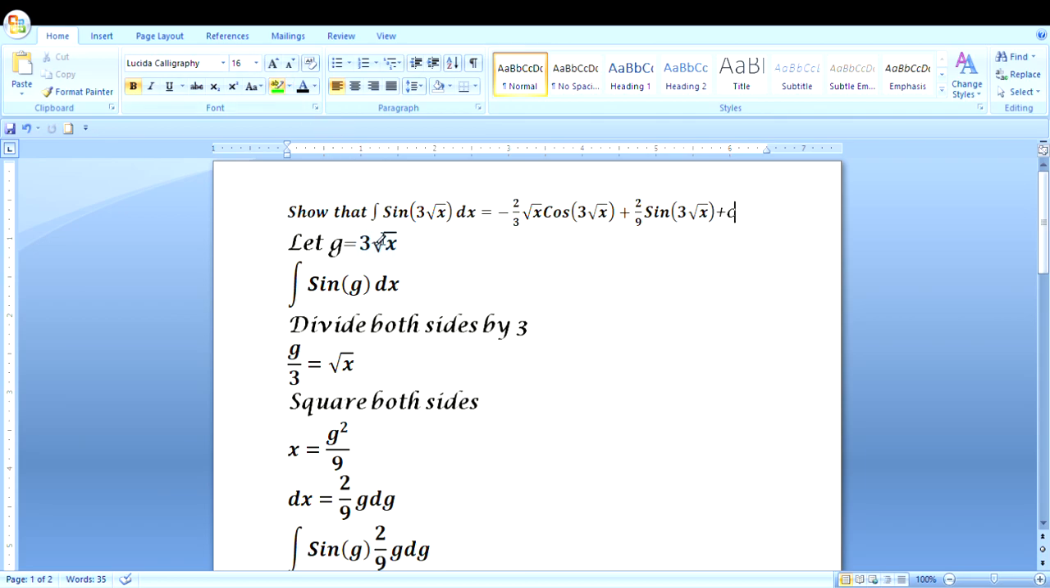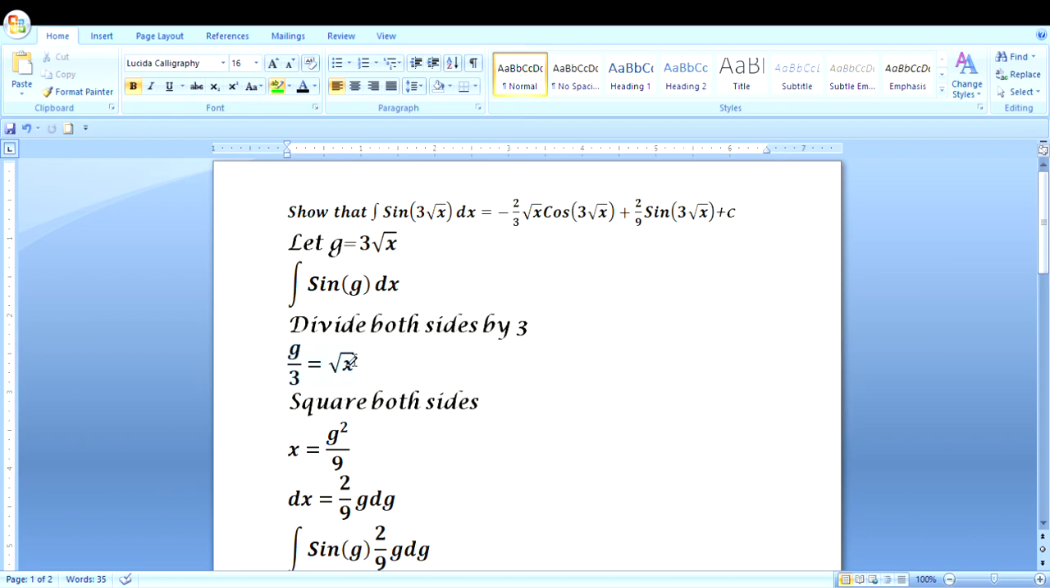substitution. First of all, we'll let 3 root x equal g. Then we need to find an expression for dx. If g is equal to 3 root x, this integral becomes integral of sine g dx. So we need to find an expression for dx, and in order to do that, we must make x the subject of the formula. So we divide this equation through by 3.